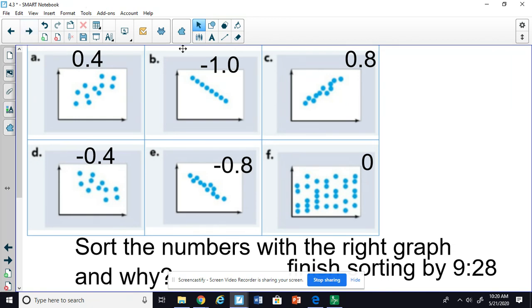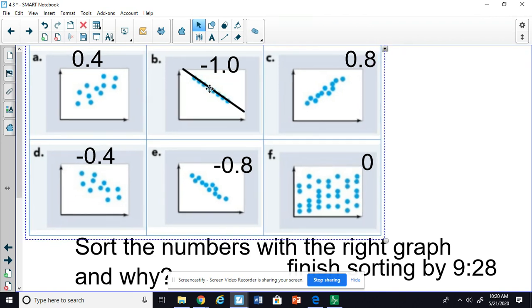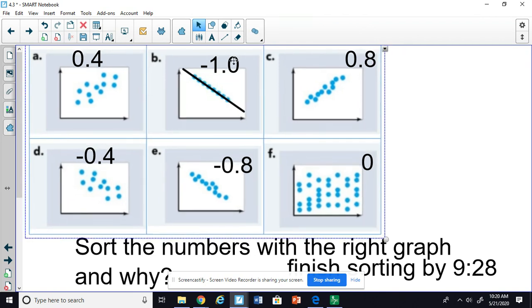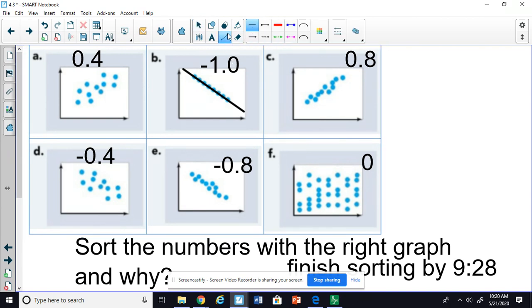We see that this is a negative 1.0 because it's the exact same as the last one. We put a line through it, and it's going to be exactly matched up to where it would be. We see that the dots do not fall around it at all, and we see that it goes in the negative direction.